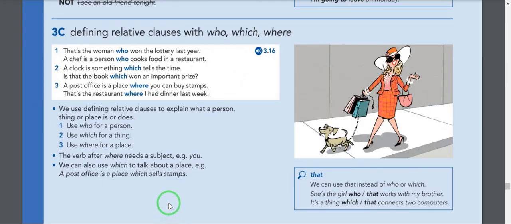3C. Defining relative clauses with who, which, where. Now let's listen to the sentences.